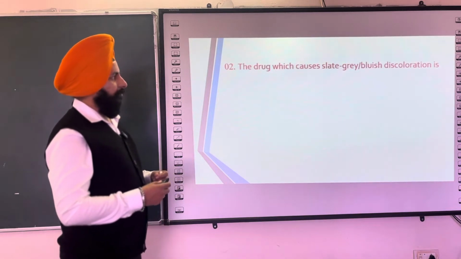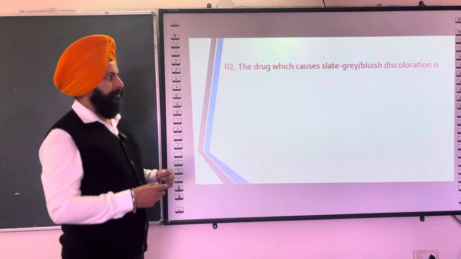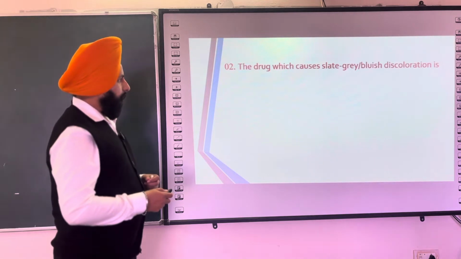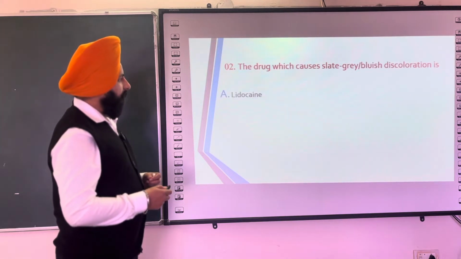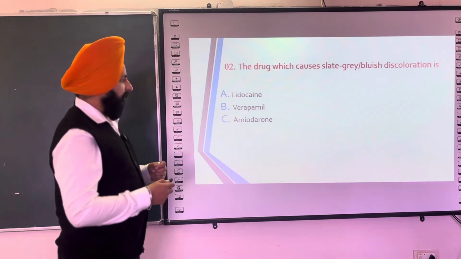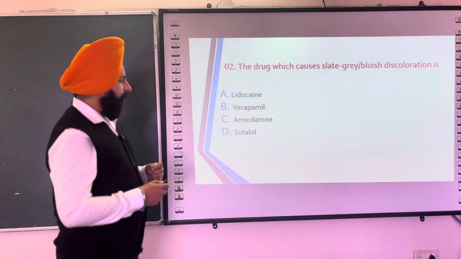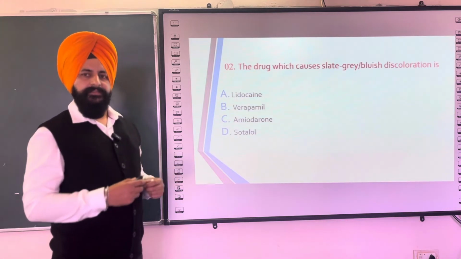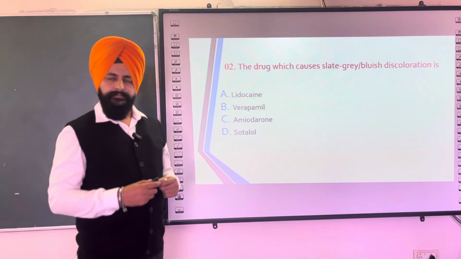The drug which causes slate grey bluish discoloration is. The options are lidocaine, verapamil, amiodarone, and sotalol. So firstly you should choose the correct answer and you can comment in the box.